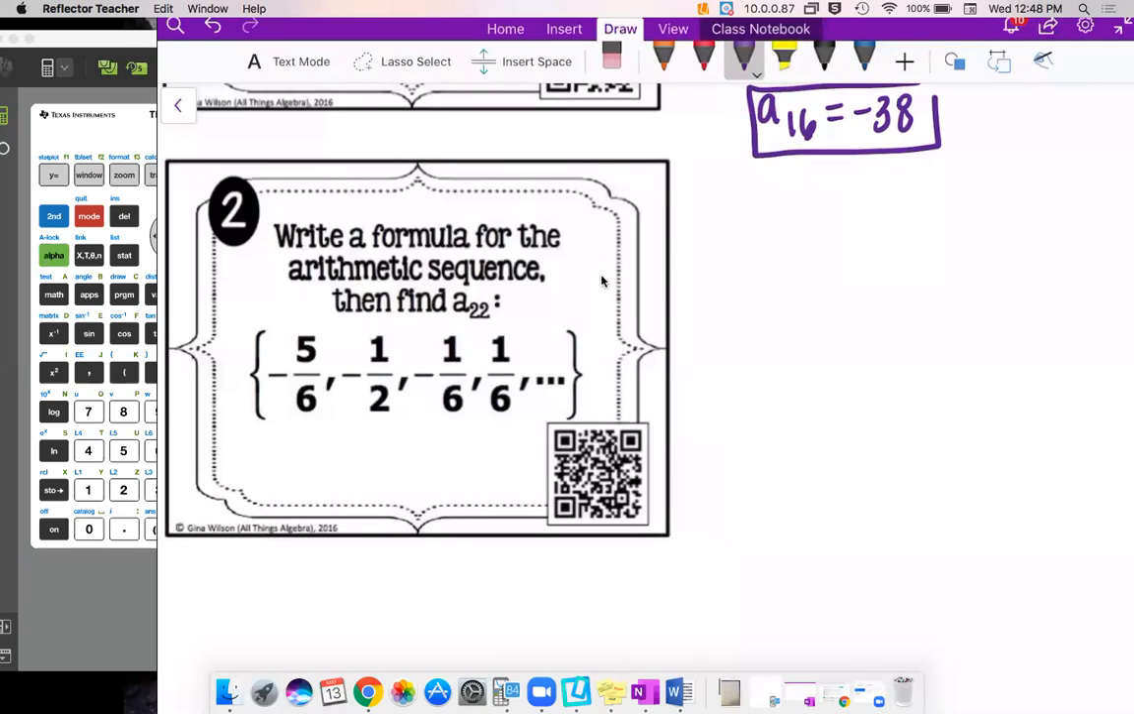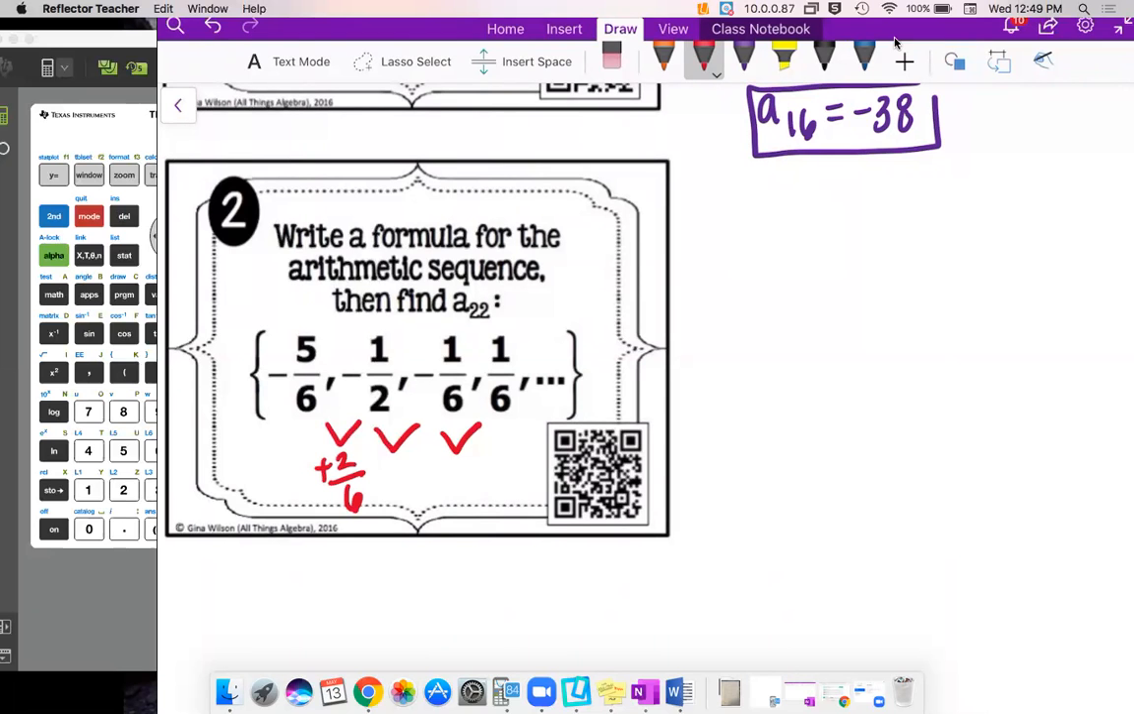Okay, so this one looks a little complicated. We have to figure out how we're going to get from negative 5/6 to negative 1/2, etc. So let's see. In order to make negative 5/6 become negative 1/2, I know that this numerator would have to be 3, so then 3/6 would be 1/2. So if I'm at negative 5 and I need it to be at negative 3 to make it negative 1/2, we add 2, and then our denominator has to be 6 so that that stays the same.